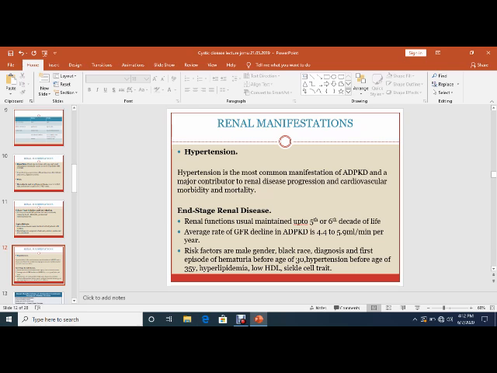So what are the risk factors or the bad prognostic factors in polycystic kidney? Male patient, black race, diagnosis and first episode of hematuria before the age of 30, hypertension before the age of 35, hyperlipidemia, low HDL or sickle cell trait.